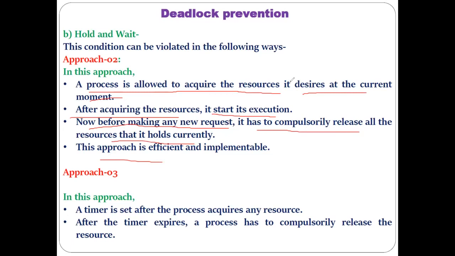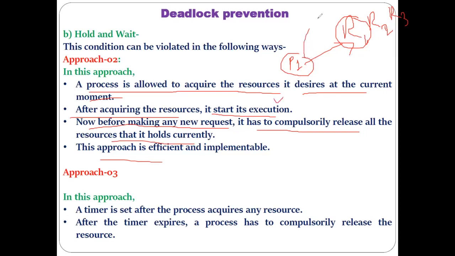So this approach is efficient and implementable. Now, what is this approach saying? Suppose P1 is a process. P1 requires a total of R1, R2 and R3, these three resources. But currently it requires R1 only. So in that case, P1 is allowed to acquire R1. At the current moment, P1 is granted the permission for R1. After acquiring R1, it should start its execution.